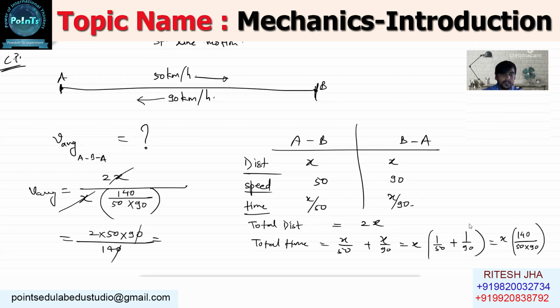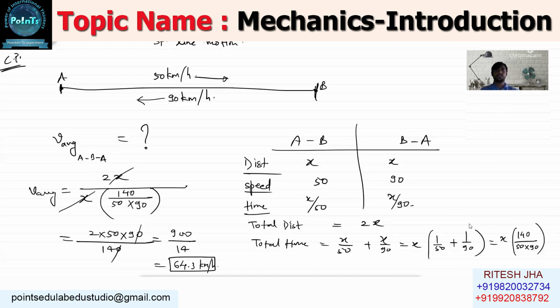So this is 100 times 9, 900 divided by 14. So whatever you are getting over here, this will be 14 6 84, 64.3. 64.3 kilometer per hour. So this is how you do it.